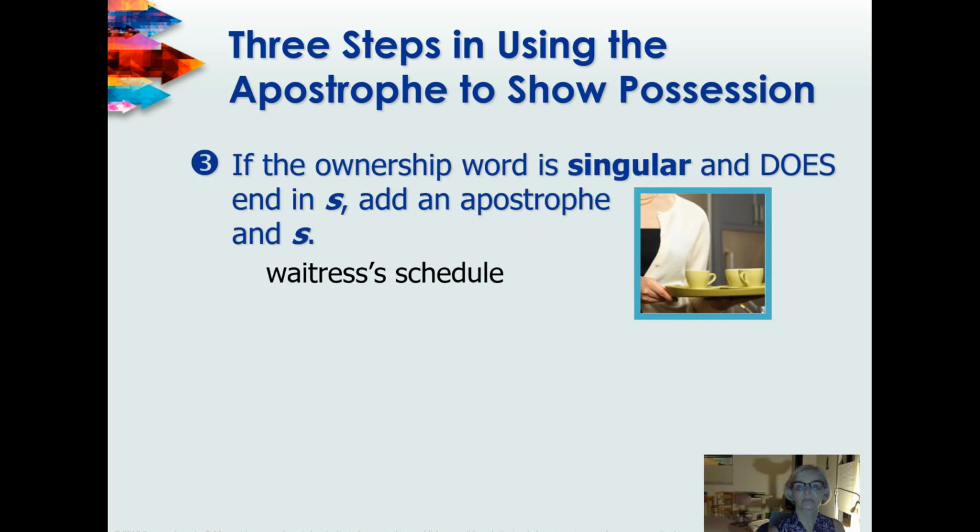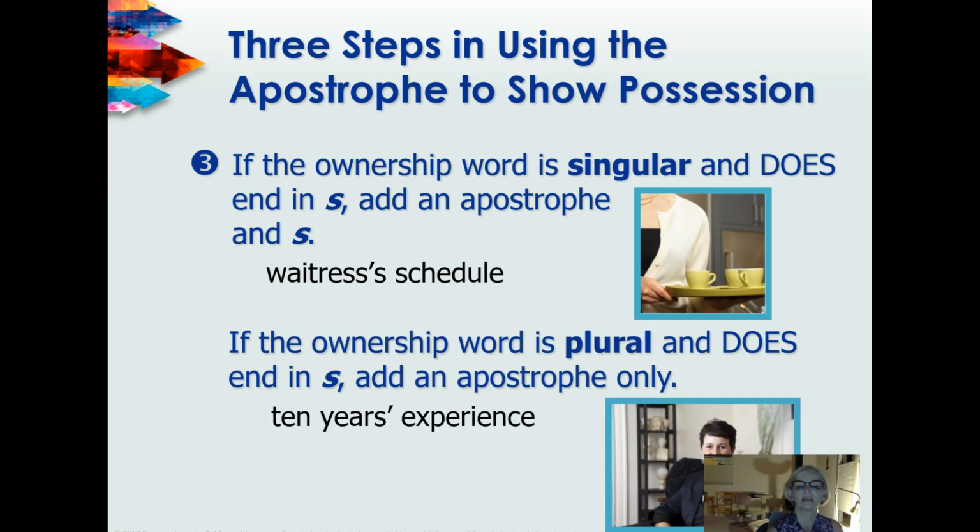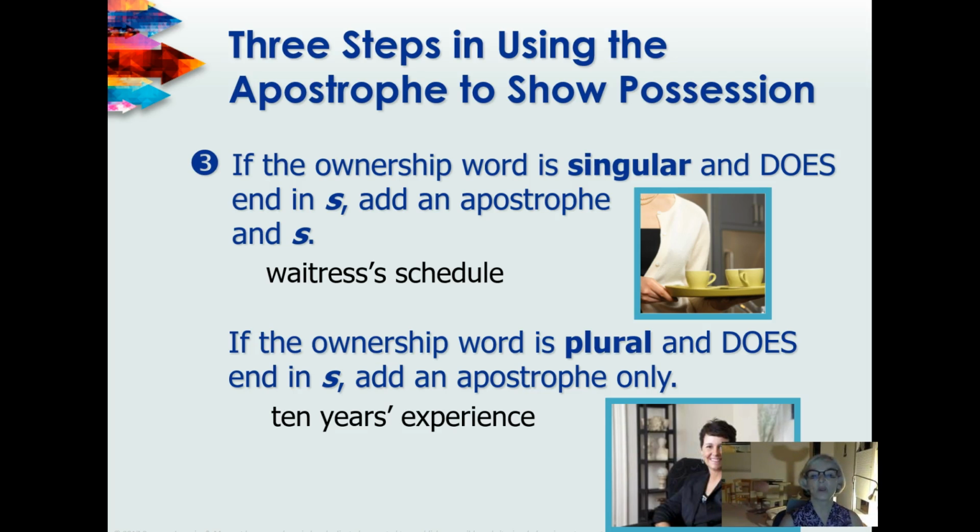However, if it is singular and ends in an S or S sound, then we add an apostrophe and an S. But if the ownership word is plural and does end in S, we add an apostrophe only. And this is where it gets a little weird, right? So years is plural and ends in an S sound. Therefore, only years, apostrophe, nothing else.